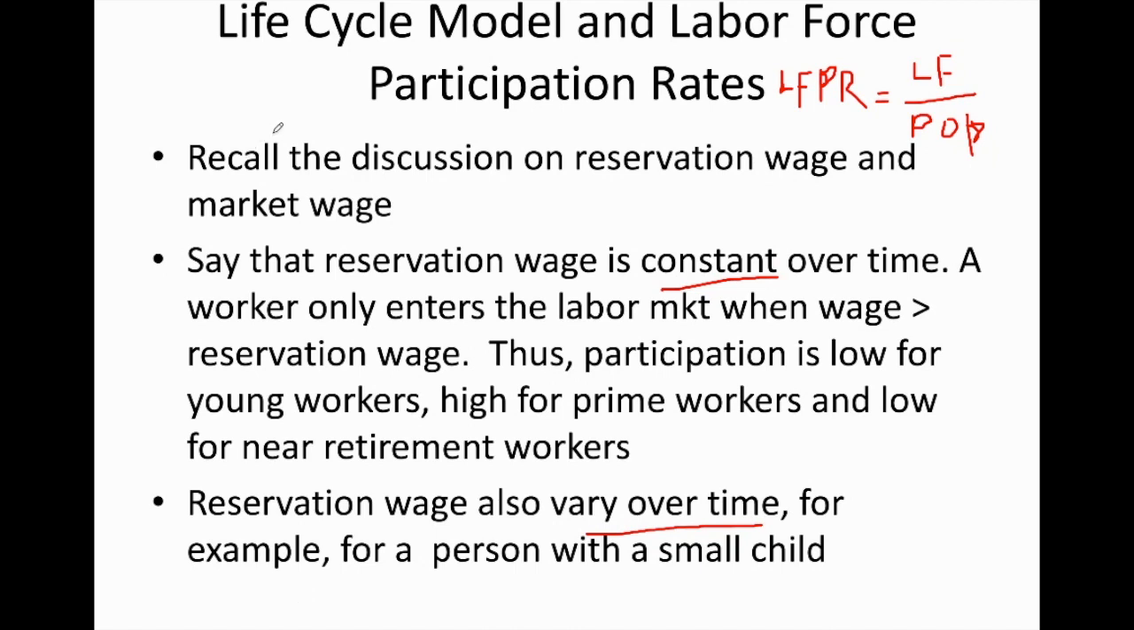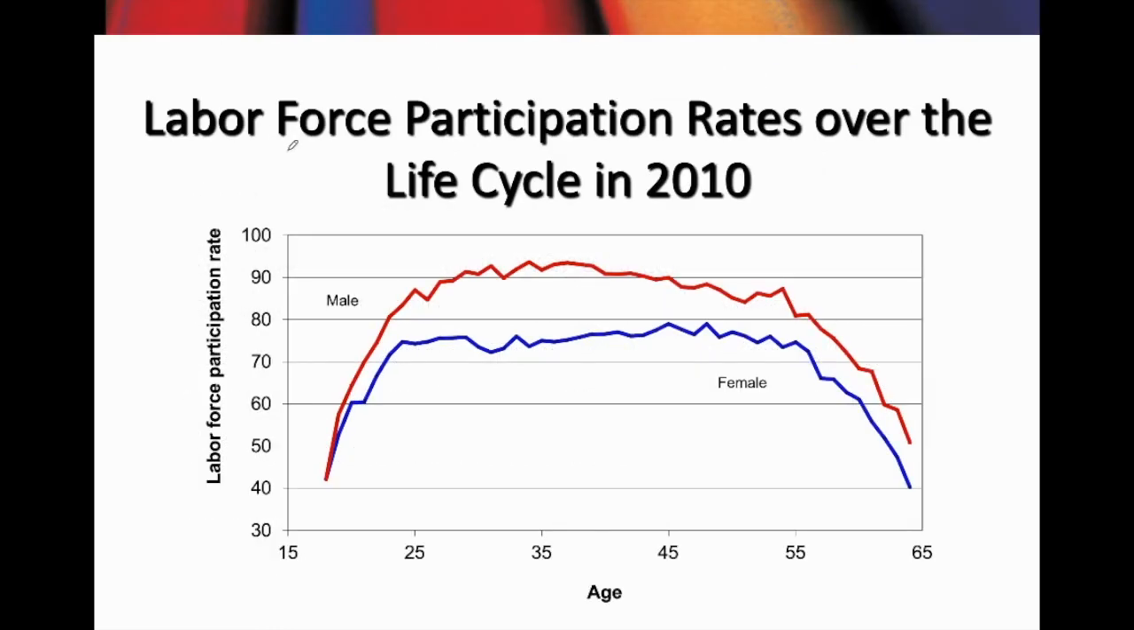And what I have discussed here is the relationship between the life cycle model and the labor force participation rate of a worker. In this diagram, we find the labor force participation rate over the life cycle in 2010. And here we have for male and for female, and this is the case of the United States. The vertical line measures the labor force participation rate, and the horizontal line measures the age level.